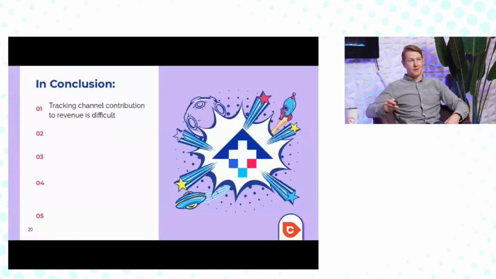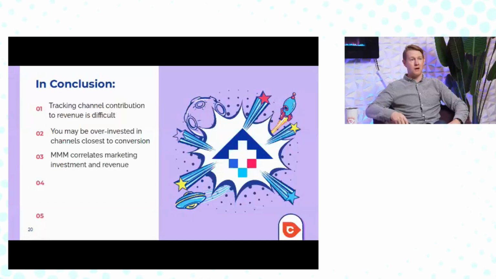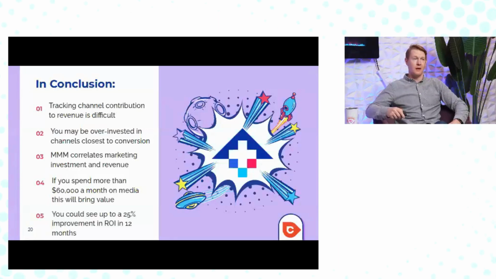In conclusion, tracking channel contribution to revenue is very difficult. You may be overinvested in channels closest to conversion, especially if you're looking at blended CPA and not incremental CPA. MMM helps you correlate marketing investment and revenue. And if you spend more than $60,000 a month on media, this will or should bring value to your marketing efforts, especially if you're across multiple channels. And like I said just now, you could see up to a 25% improvement in your return on investment in 12 months with MMM.